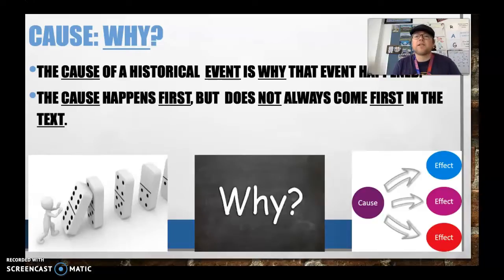Now, when you think about a cause, it's what happened first. When you have some sort of relationship of an event, this is what happened first. Okay? Now, it doesn't always come first in the text or in the document or in the sentence, and we'll talk about how we can figure that out in a couple slides from now, or maybe even the next slide. But you want to think of why. Think of why did this event happen, and then think of what must have happened first for this event to happen.